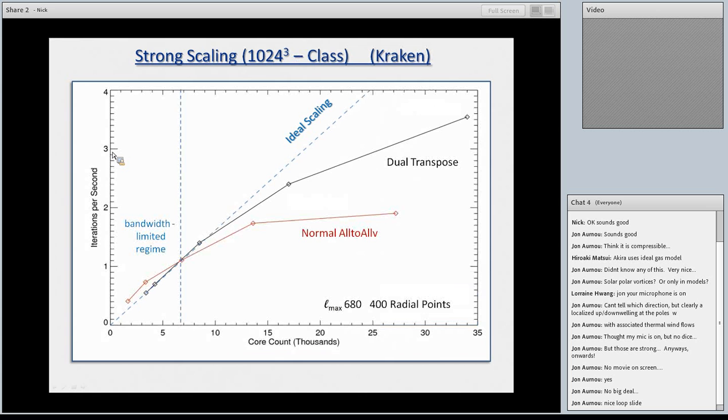One interesting thing to note is that if you look at the really low core counts, you see that the dual transpose method is actually slower than the normal all-to-all V, and this is where the bandwidth is getting you. So you're not at a large enough number of cores for the latency effects to help you win, and so there actually is a bandwidth-limited regime to this.